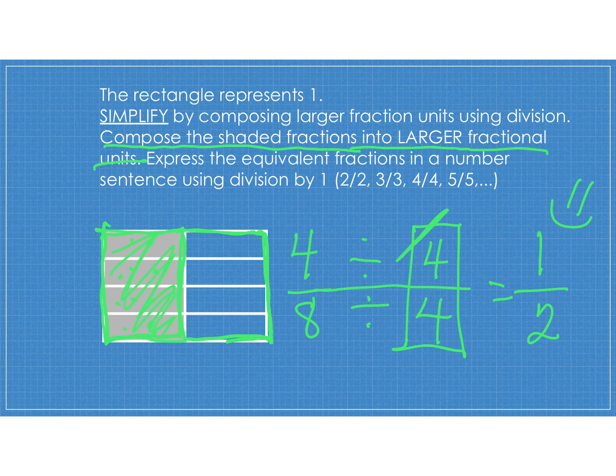Question F says, what happened to the total number of units in the whole when you composed? So the total number of units before we composed, we had 8. The total number of units when we composed was 2 units. So the total number of units decreased.